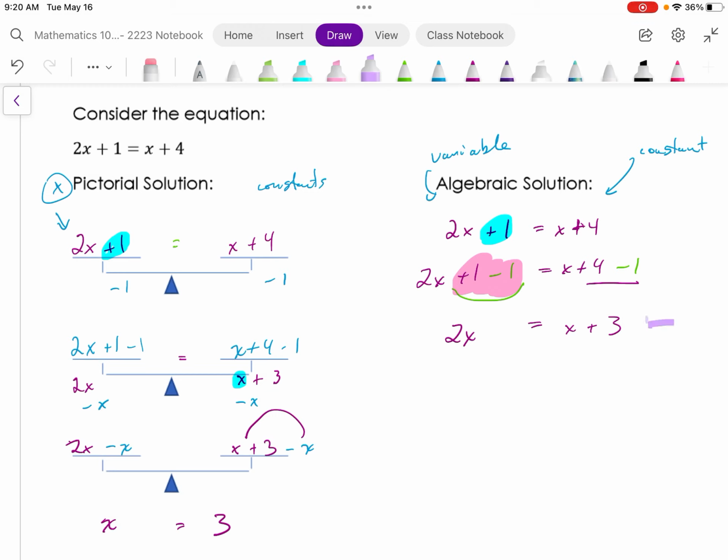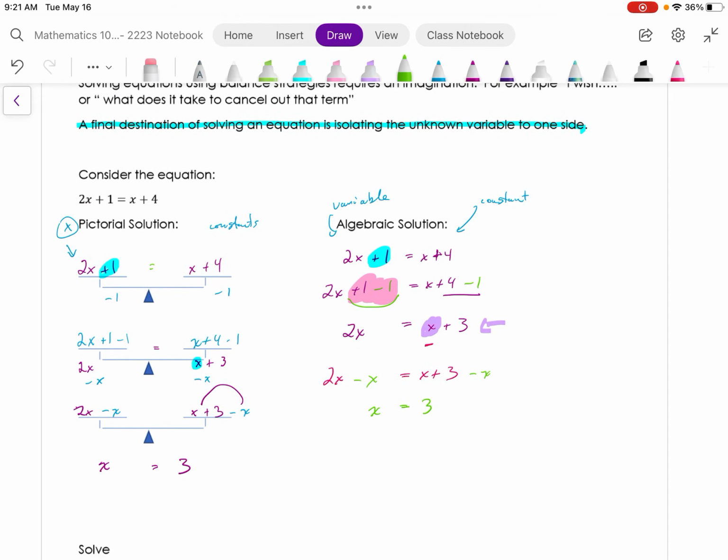Going down to the next step, what do I want? I want to isolate my variables to one side. I have variables on both sides, so I may choose to get rid of this x. How do I get rid of the x on the right-hand side? I'm going to subtract it. So here's my equation, now it's x + 3. I'm going to subtract x from both sides. 2x - x is just x. x + 3 - x is just 3.